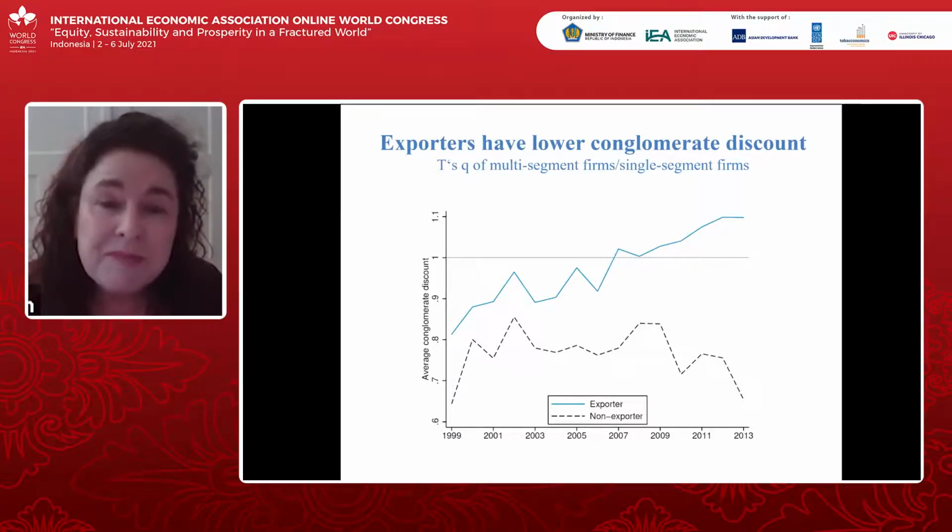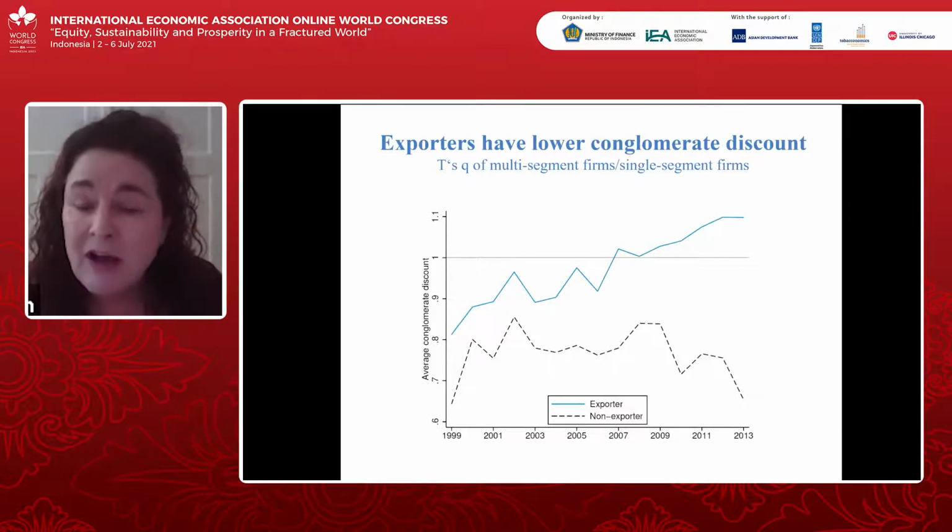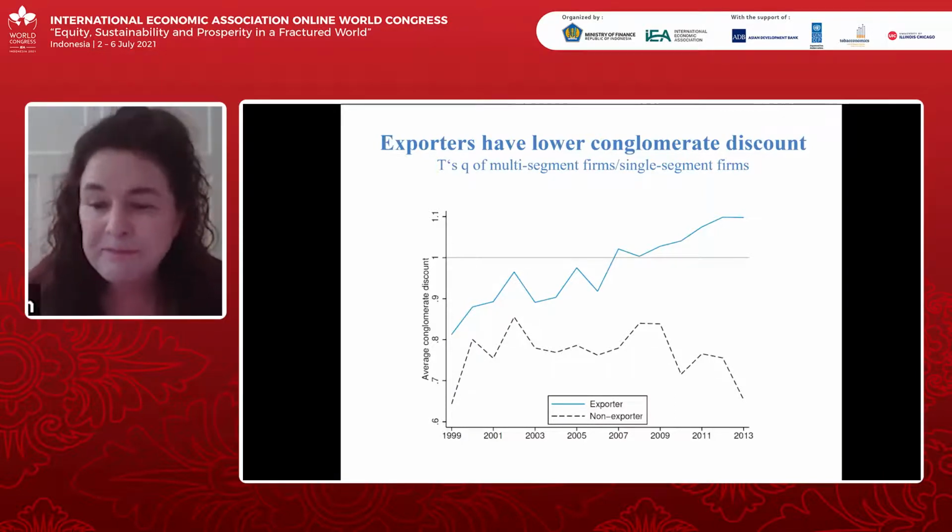And moreover, the conglomerate discount turned into a conglomerate premium for exporters after the financial crisis of 2008, while it increased for domestic firms.